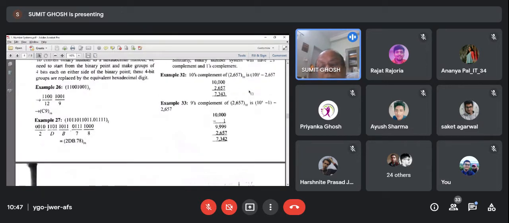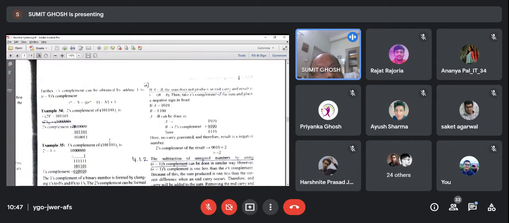When you carried 1 from here, you get 1 less than this. So 1 less than this is 999. Similarly, when you carry 1 from this number, you get 5 ones. Yes or no?